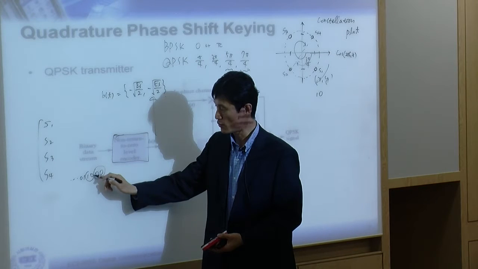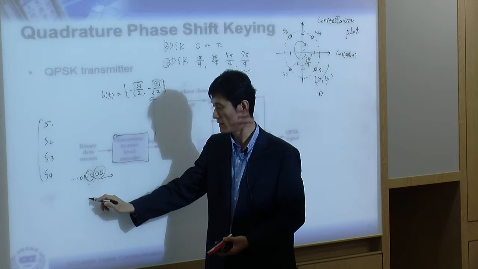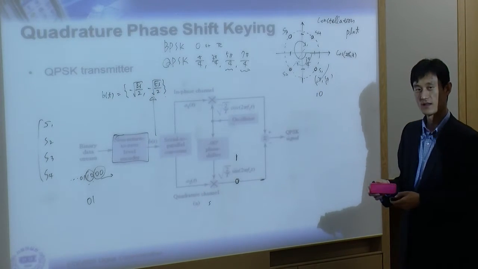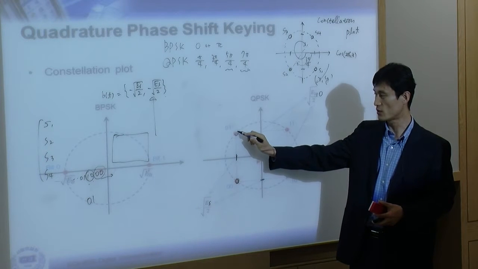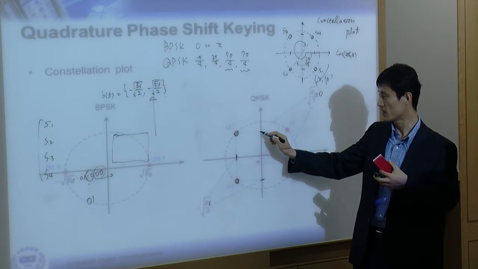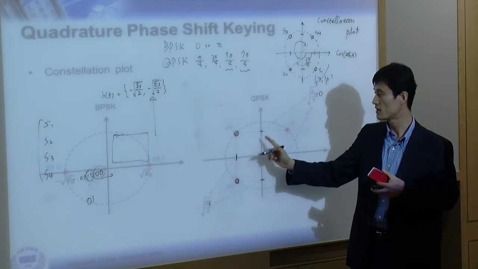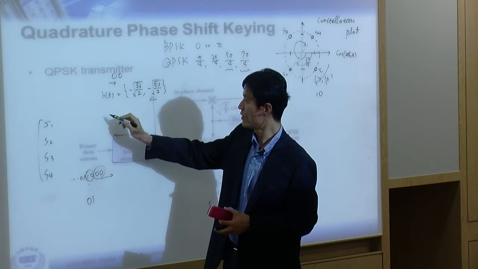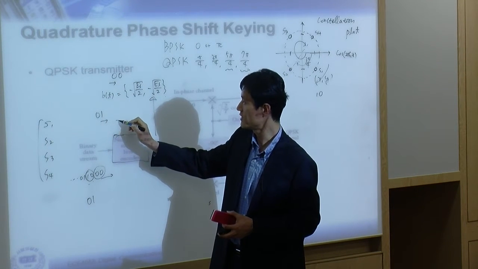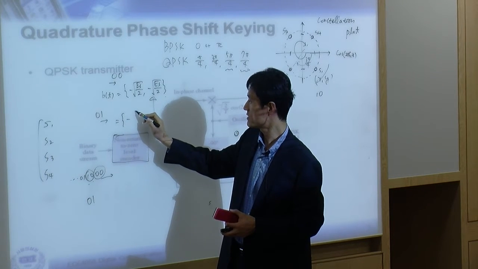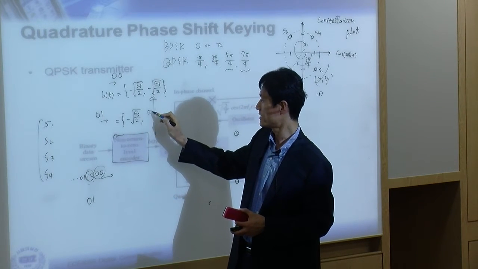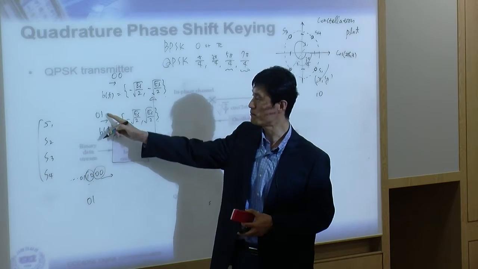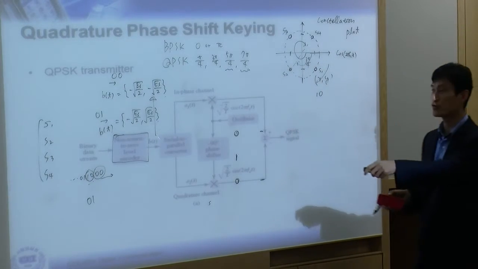And the next bit sequence, let's say we get 0, 1. When you get 0, 1, what is going to be the output? Our output in that case is going to be this value in cosine, this value in sine. This was the output for 0, 0. Whenever you get a 0, 1, your BT is going to be minus Es over root 2, positive. This is your BT for the input 0, 1. That's how you get BT.